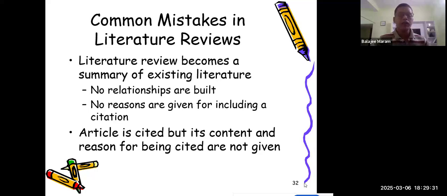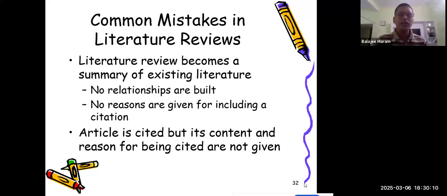Okay. Second point, no reasons are given for including a citation. Suppose I have referred to some paper that is related to diabetes, but my work is related to retinopathy. Definitely there is no relationship between these two. In such a scenario, how can I cite that paper? How can I refer to it? My research work is related to retinopathy, so how can I refer to that paper?